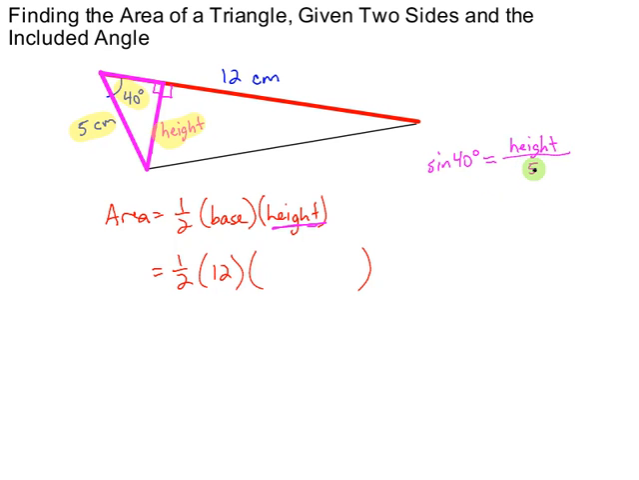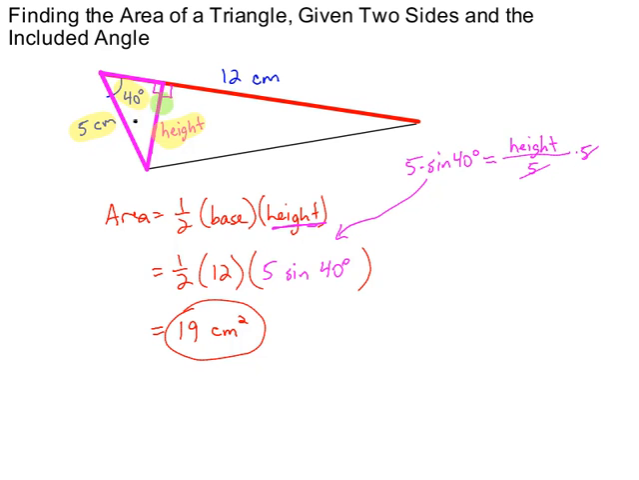So multiplying both sides by 5, I can see that the height of this right triangle, or sorry, the height of both triangles actually, is 5 times the sine of 40 degrees, and that's what I'll put in here. So that is my height, and I used trigonometry to determine that. So now I simply multiply all this out, and it looks like we get approximately 19 square centimeters. Okay? And square centimeters because centimeters times centimeters is square centimeters, and that represents an area.